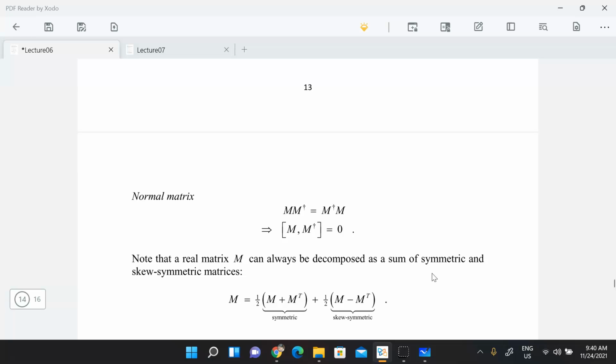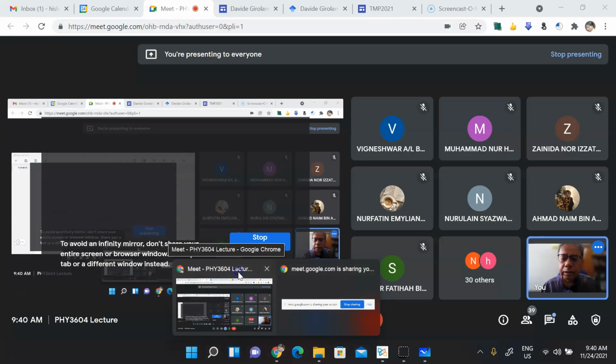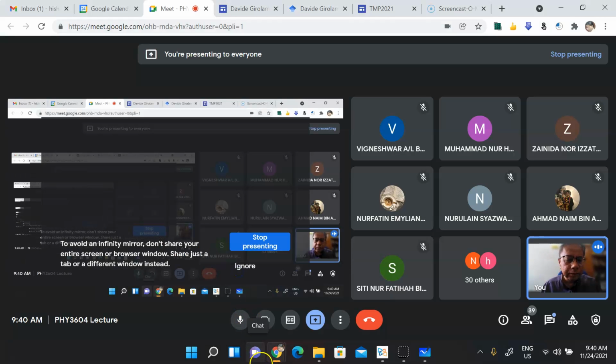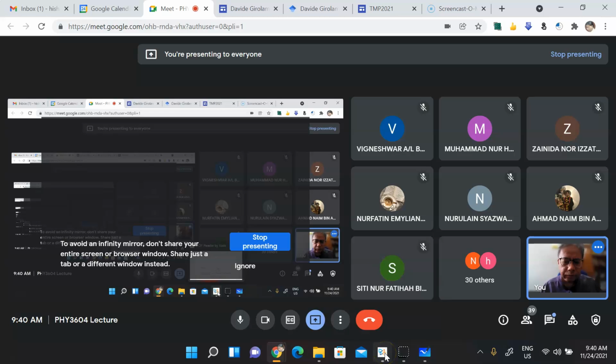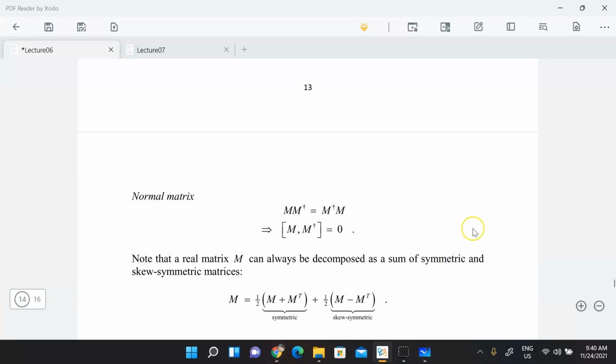Have I introduced commutators before this? Can anyone remember? Did I introduce commutators? Because I can't seem to recall that I did. Maybe not. Seems pretty quiet today.